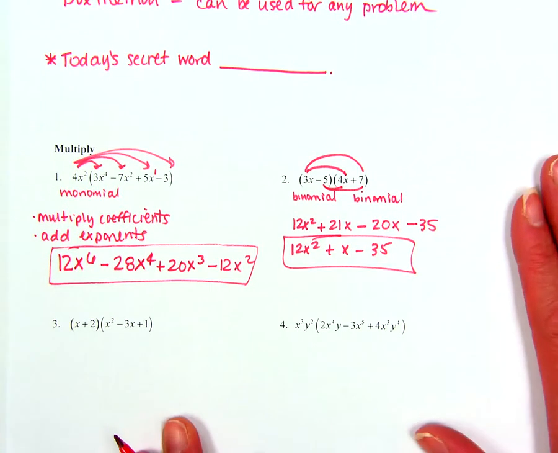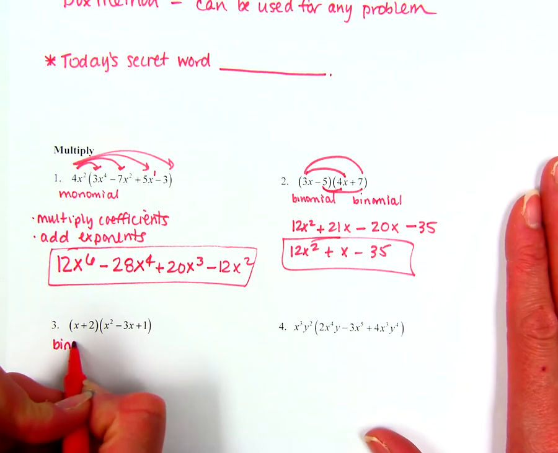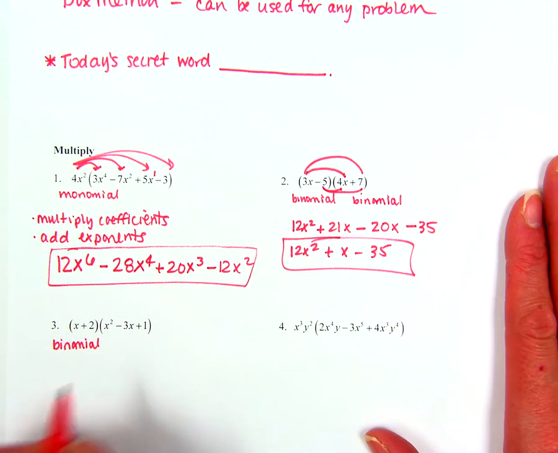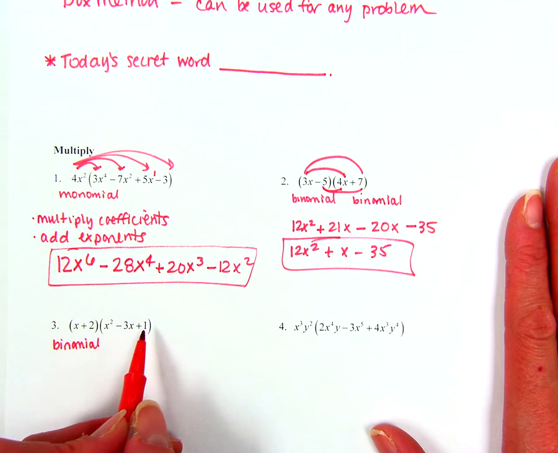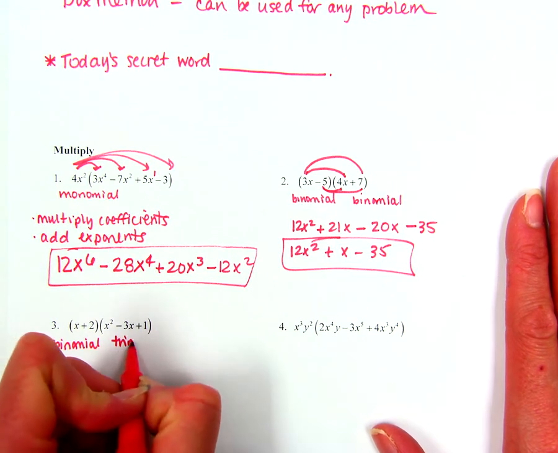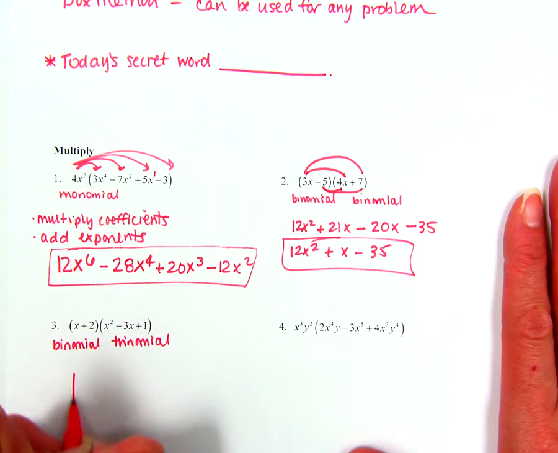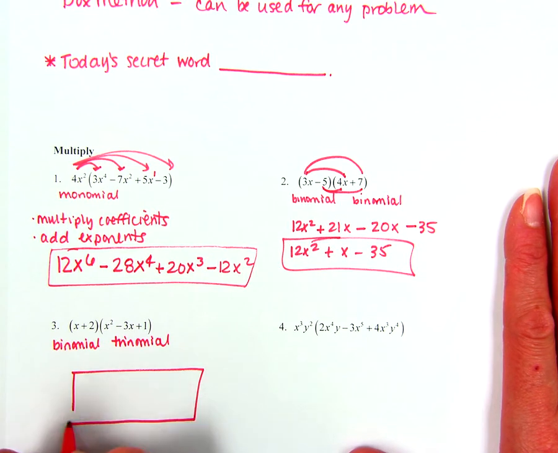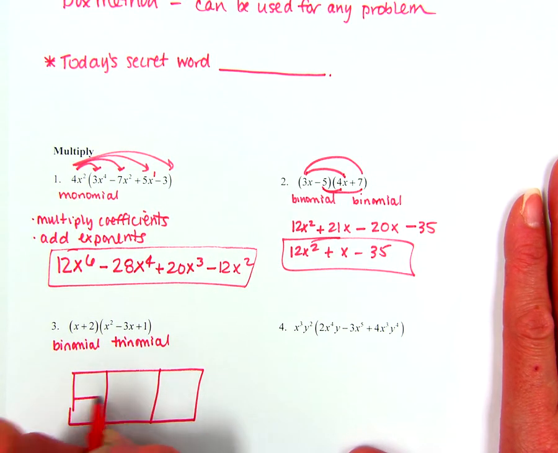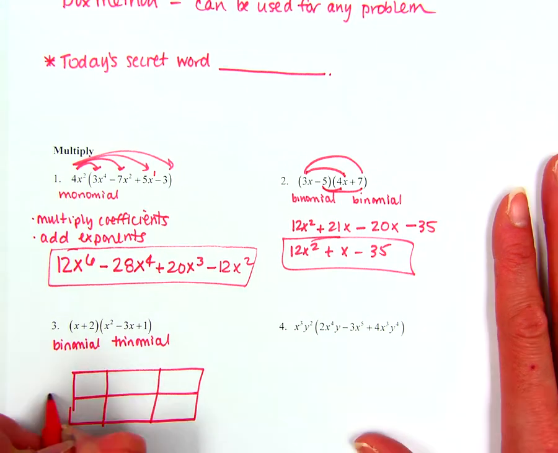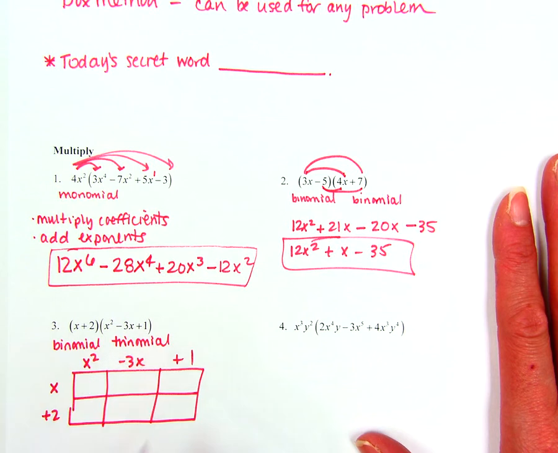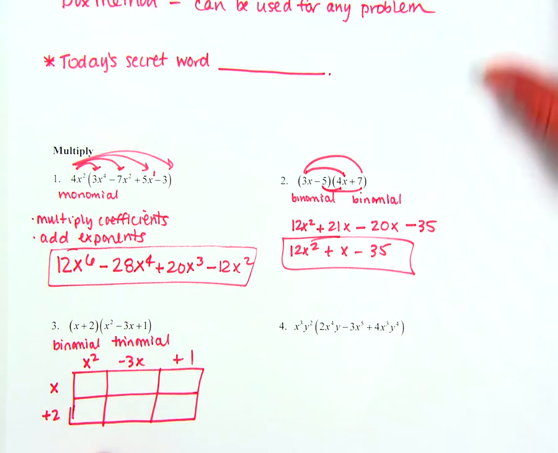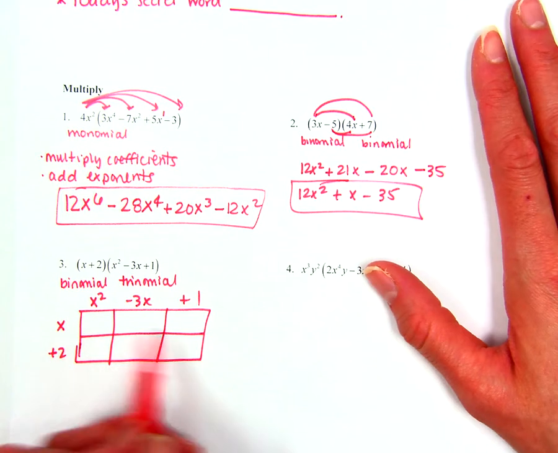Okay. Problem number 3 is a binomial times a trinomial. So FOIL won't work, to remind you how to distribute. You could just distribute the x to everything, distribute the 2 to everything, and then you'll be all done. But since this is going to give me 6 different terms, I'm just going to draw out a box to keep myself organized. Okay, so my box should have 2 terms here and 3 terms on the top. So I have x plus 2, and I have x squared minus 3x plus 1. Once you do that, all you're doing is distributing. It's just a nice way to set it up.